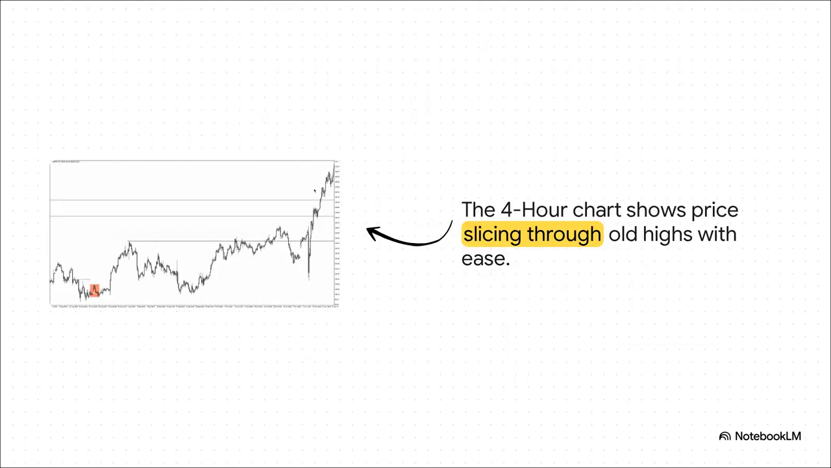And boom, look at this 4-hour chart. This is a perfect illustration of the concept. You see how price just goes? It slices right through those old highs without even blinking. There's no chop, no long drawn-out fight. It just moves. That's the signature of a low-resistance run. And it's only happening because the big picture, the monthly chart, is bullish. The institutions are behind this move, and these little highs are just speed bumps on the highway.